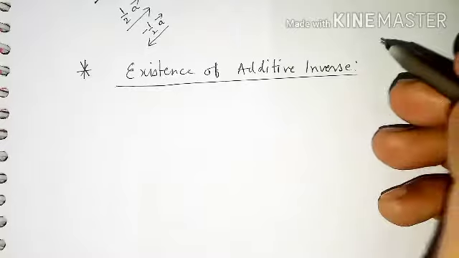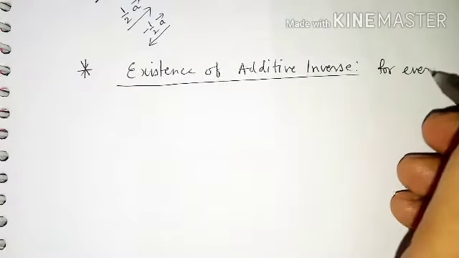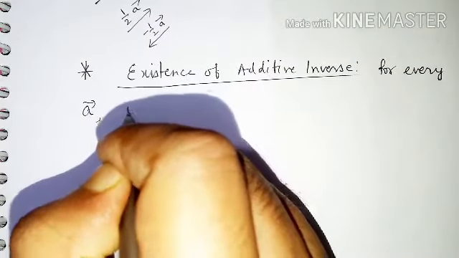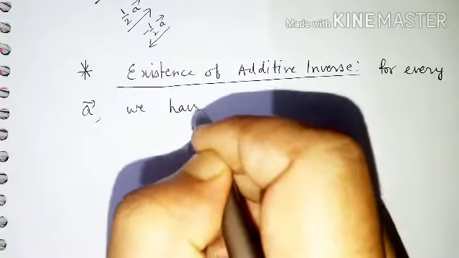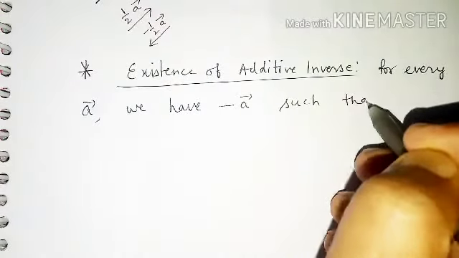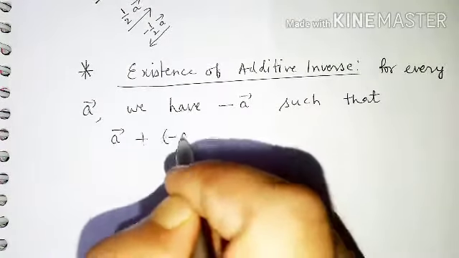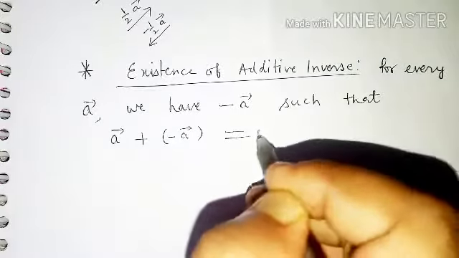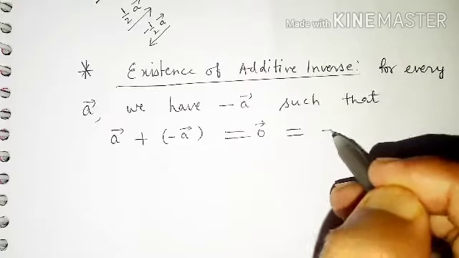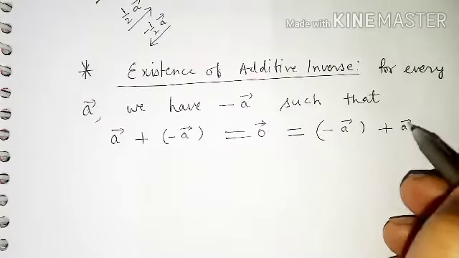For every vector a, we have its negative such that vector a plus minus vector a is equal to 0 vector, which is minus vector a plus vector a.